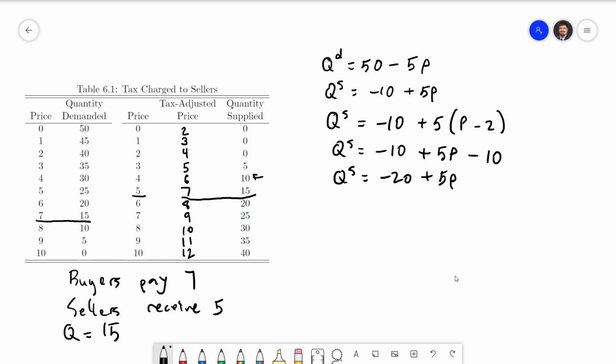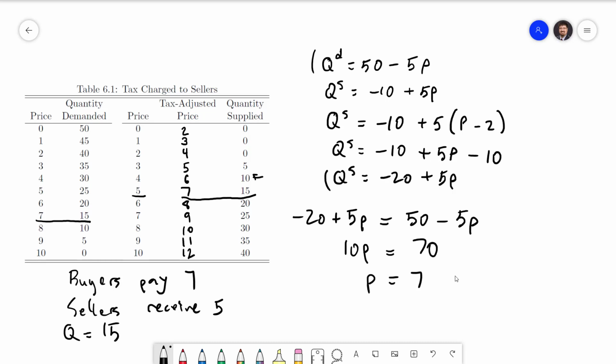We are now ready to solve for the quantity in the market by setting our quantity supplied equal to our quantity demanded. So we have negative 20 plus 5p equals 50 minus 5p. Do a little bit of algebra here by adding the 5p to both sides, adding 20 to both sides. Divide both sides by 10 to get p equals 7. Now remember that this is the price the buyers receive. We need to plug this back in right here to figure out the price that the sellers receive. So the sellers are going to receive 5.